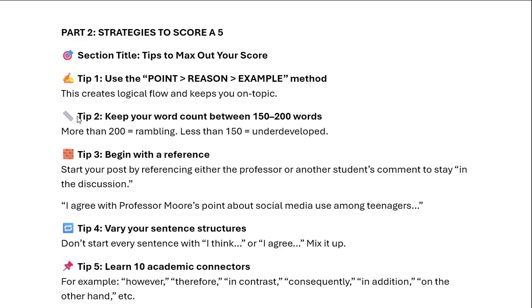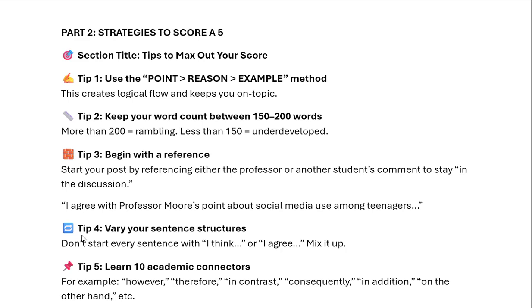Tip 2, keep your word count between 150 and 200 words. More than 200, rambling, too much. You can't do it in 10 minutes anyway. Less than 150, undeveloped. Tip 3, begin with a reference. Start your post by referencing either the professor's or another student's comment to stay in the discussion. For example, you might say, I agree with Professor Moore's point about social media use among teenagers.